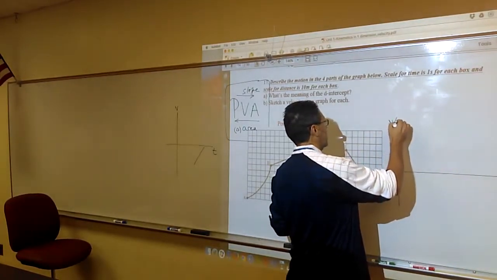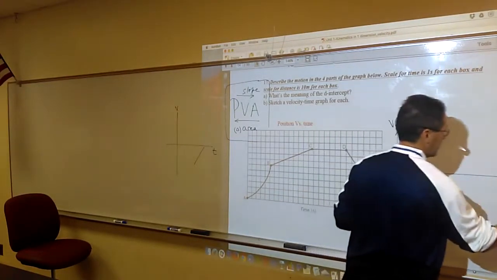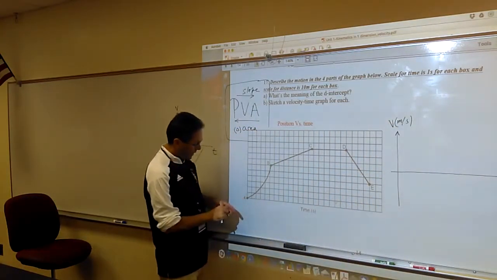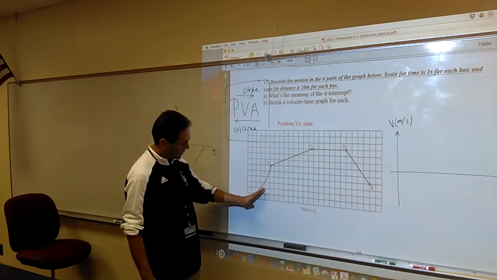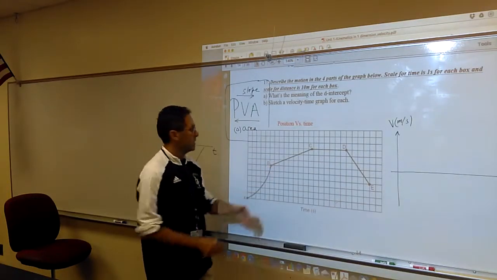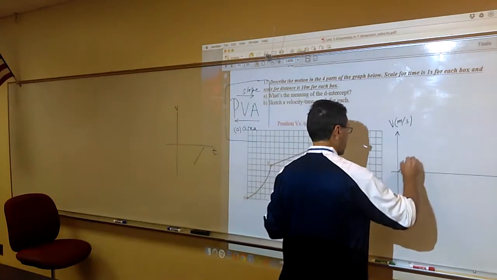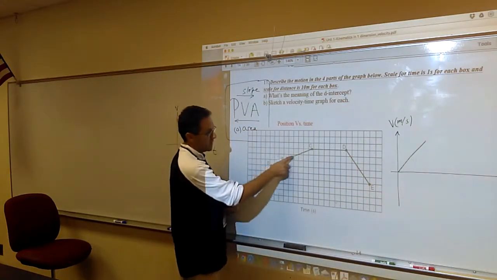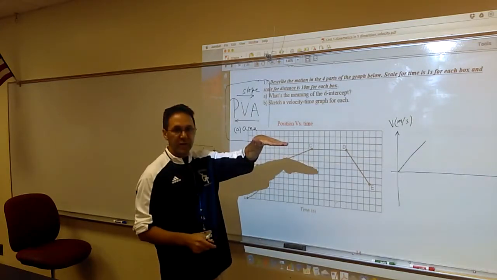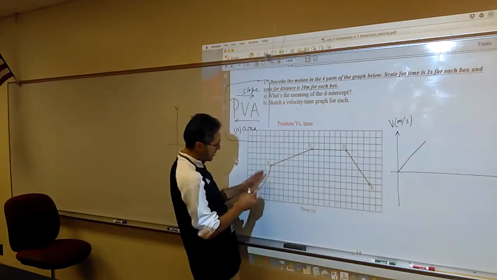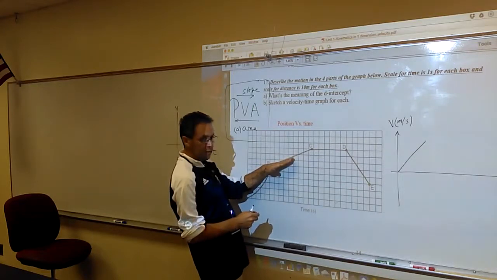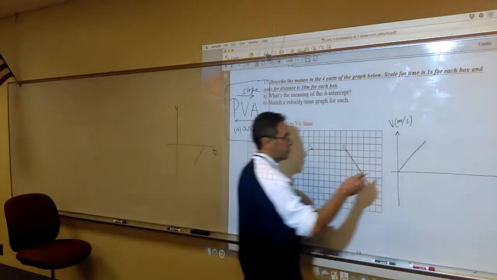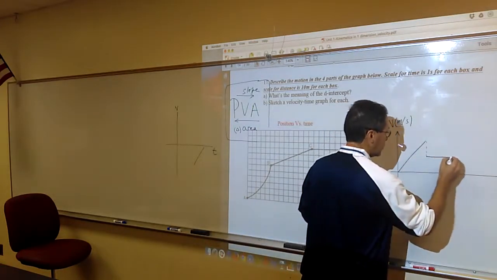So velocity in meters per second, the time in seconds. Here, my velocity is changing. It's increasing in time, so my graph should look something like this. In here, my velocity is constant, so my graph should be pretty flat. But the steepness of this line is much less than the steepness here.